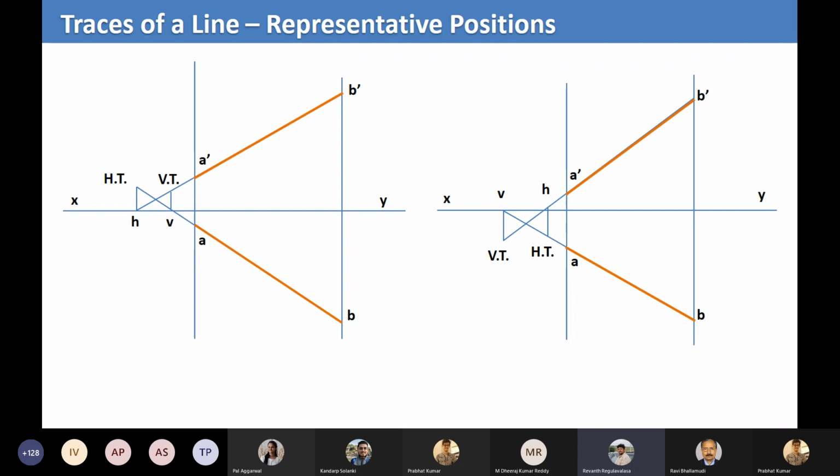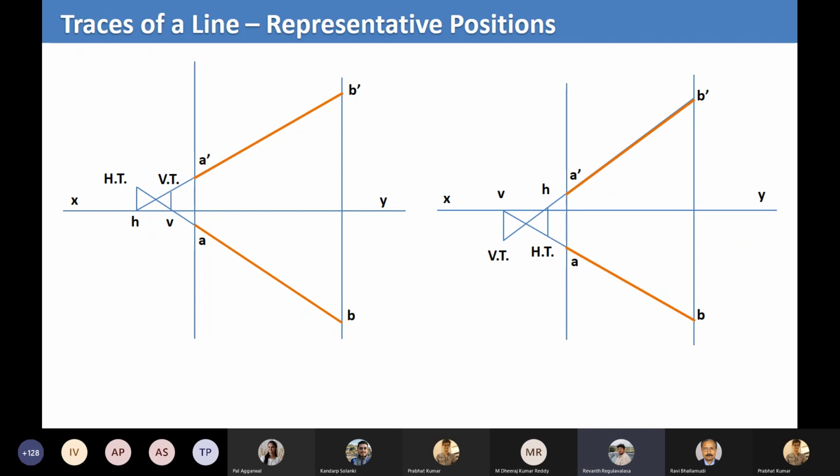Don't forget what H and V are as of now. So A dash B dash, we extended it and it intersected the XY line at small h. And there is the top view AB. We have extended AB also, and it intersected the XY line at some point.